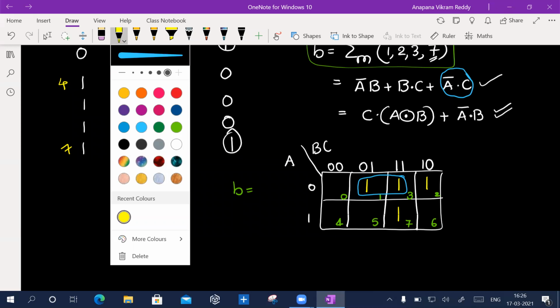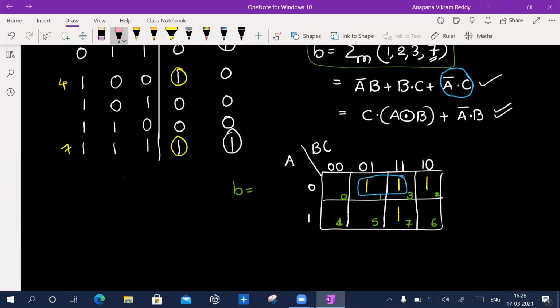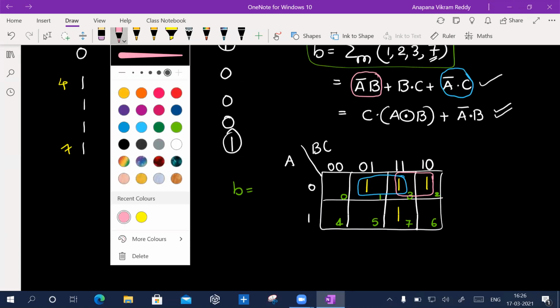So let me take this color, for example, this one. And what do you think is this? A complement and B, right? So this is A complement and B. Agree? Yes, sir. Fine.